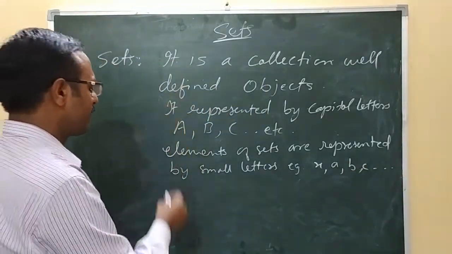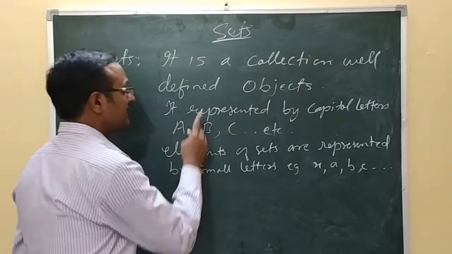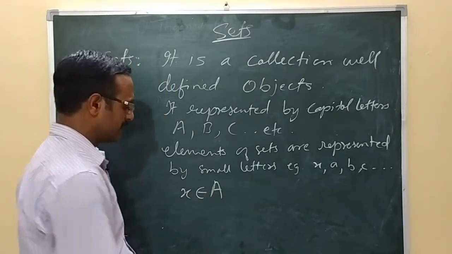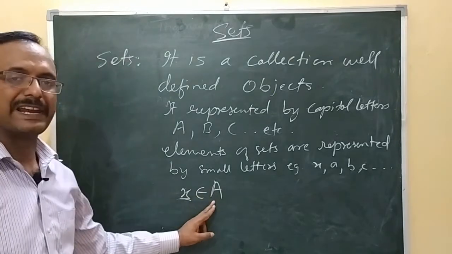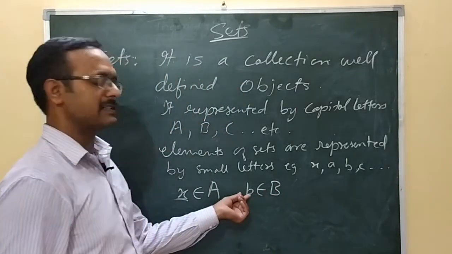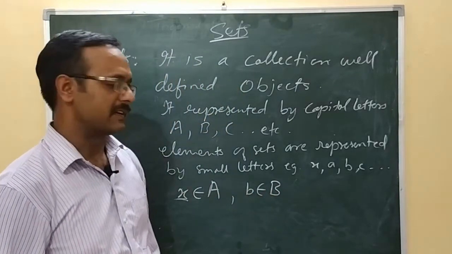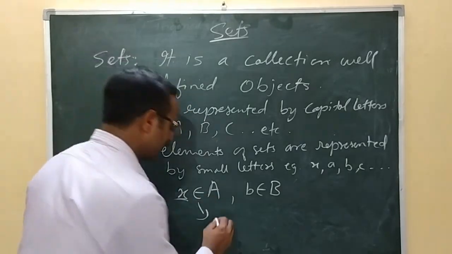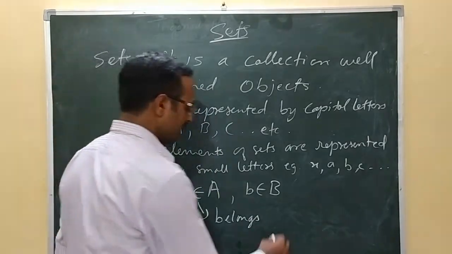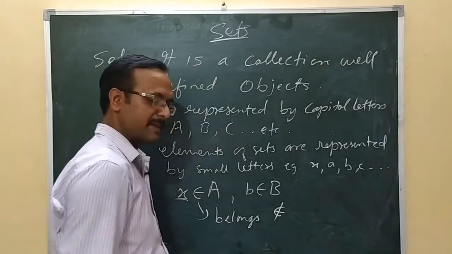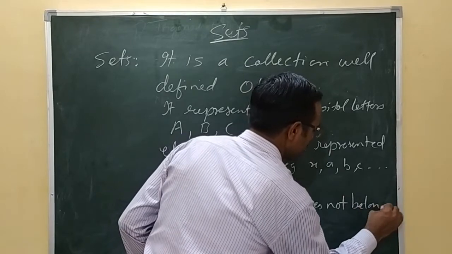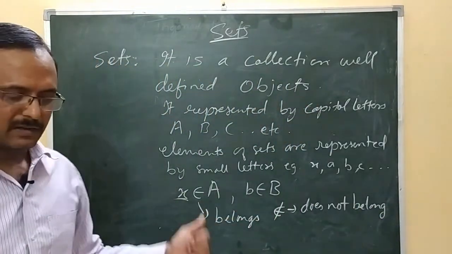Now the elements of this set are represented like this. x belongs to capital A. That means x is an element of the set A. Similarly, b belongs to capital B. That means small b is an element and capital B is a set. And this symbol represents belongs. That means it will be included in capital A. Similarly, if I write like this, that means does not belong. So these are the representations of belongs and does not belong.